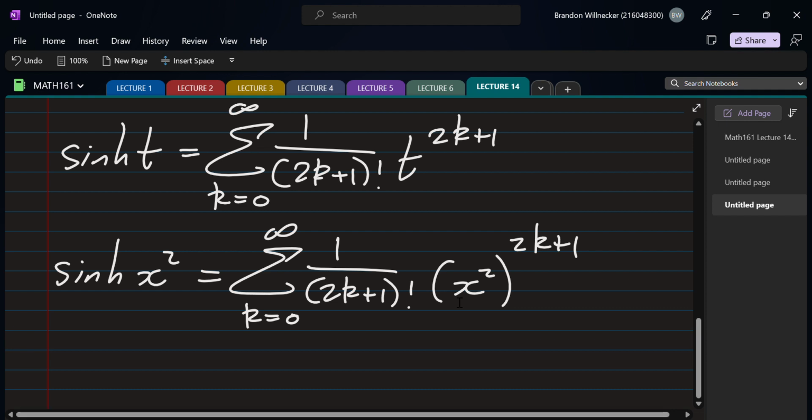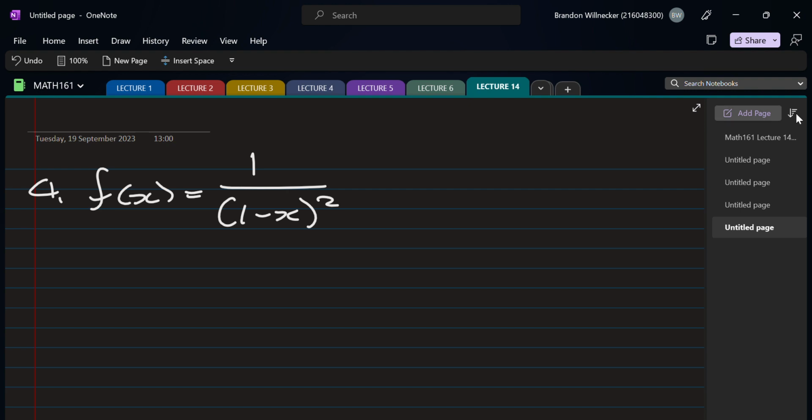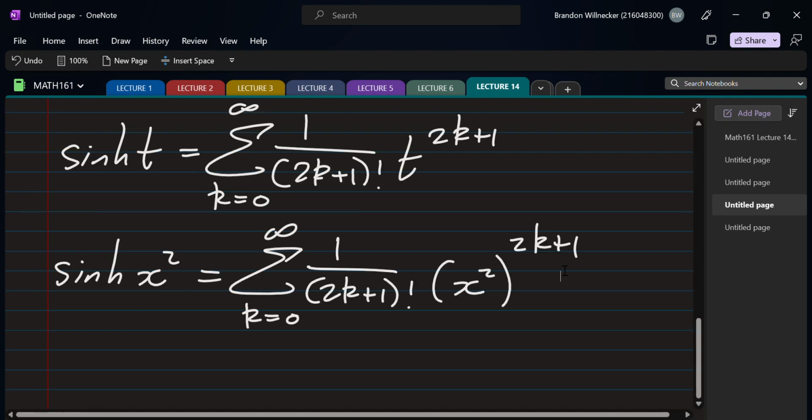Okay, so that's sine hyperbolic. Then the next one is number 4. So this is f of x equals 1 over 1 minus x squared. Okay, so, yeah. Will I be correct if I add 1 on the last question to get the convergence of my sine hyperbolic x squared?